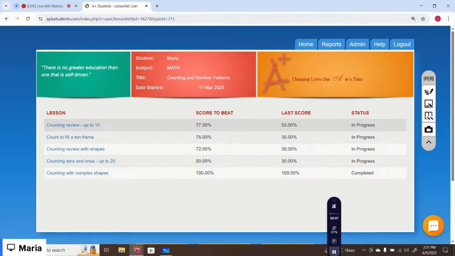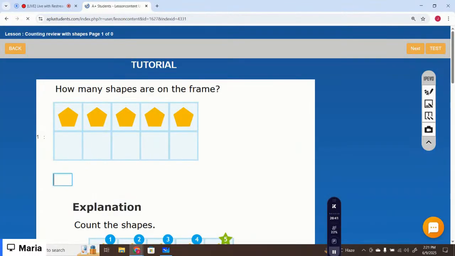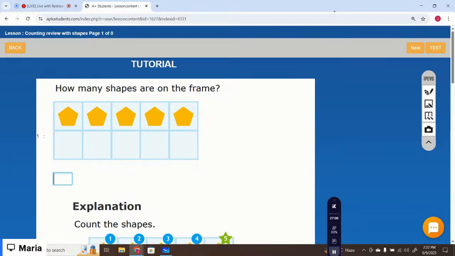The science lesson is counting review with shapes. So let's just start with the lesson. How many shapes are on the train? You need to count the shapes. So how many shapes are on the train? There are five shapes. The correct option is five.